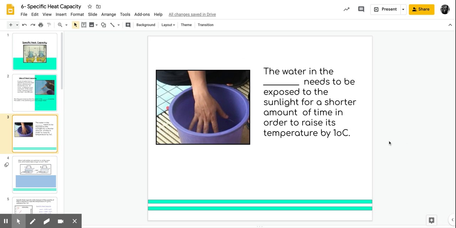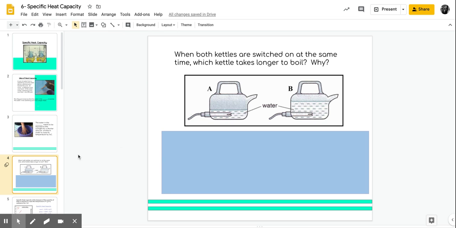So, the water in the pail needs to be exposed to sunlight for a shorter amount of time in order to raise its temperature by 1 degree Celsius. And that is what I'm talking about, specific heat capacity. So that pail of water, the water specifically in it, has a specific heat capacity. How much heat is it going to absorb in order to increase that temperature by 1 degree? And that is something that can be measured and calculated, believe it or not.